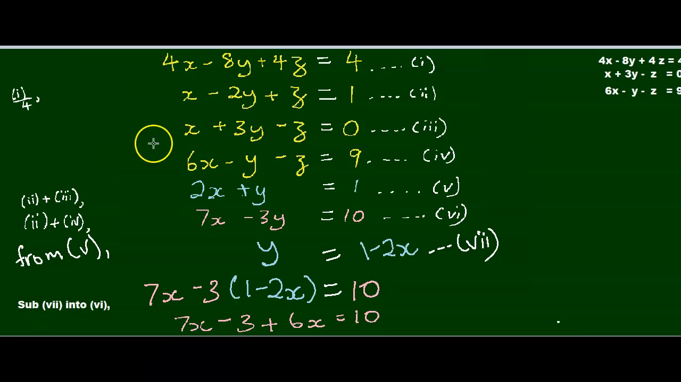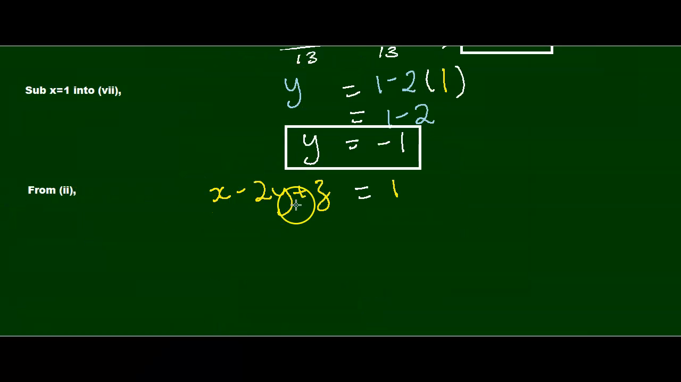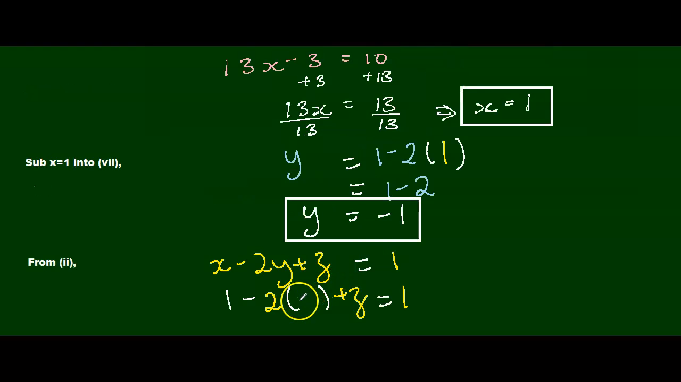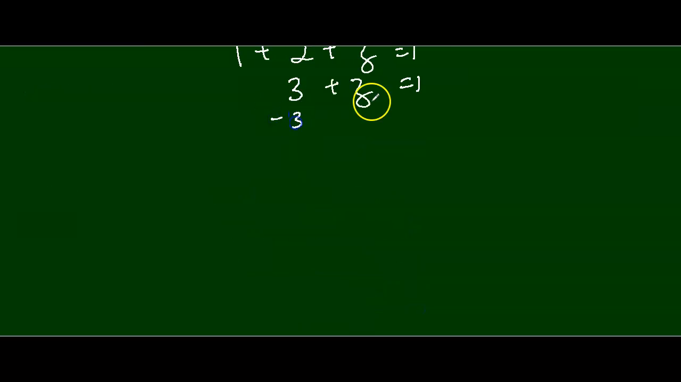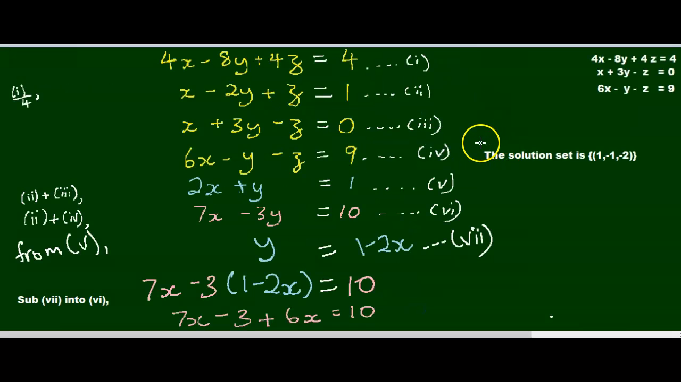So we have now found x and y. We need to plug it back into one of our three original equations. You can use any one of these. I'm going to choose one that has smaller numbers, which is equation 2. I'm just going to rewrite that from equation 2: x minus 2y plus z equals 1. My x is 1 and my y is -1, and we're trying to find z, so plus z equals 1. Simplify. 1 plus 2 plus z equals 1, which is 3 plus z equals 1. And if we minus 3 on both sides, z equals -2. And we can write the solution set as 1, -1, -2, which is x, y, and z.